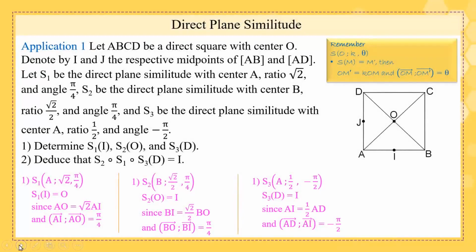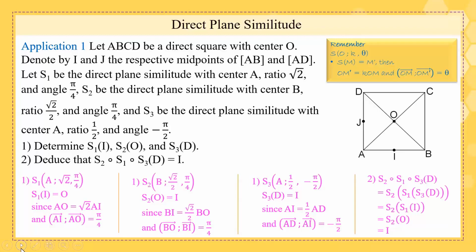Now the second part: deduce that S2 round S1 round S3 of D is equal to I. How to do that? Think and try to solve it before you see the solution. Yes, S2 round S1 round S3 of D equals S2 of S1 of S3 of D. As we proved, S3 of D is I, so S2 of S1 of I is equal to S2 of O because we proved that S1 of I is O.